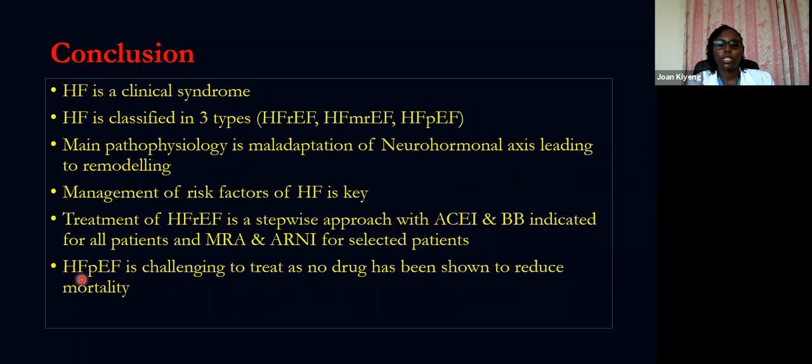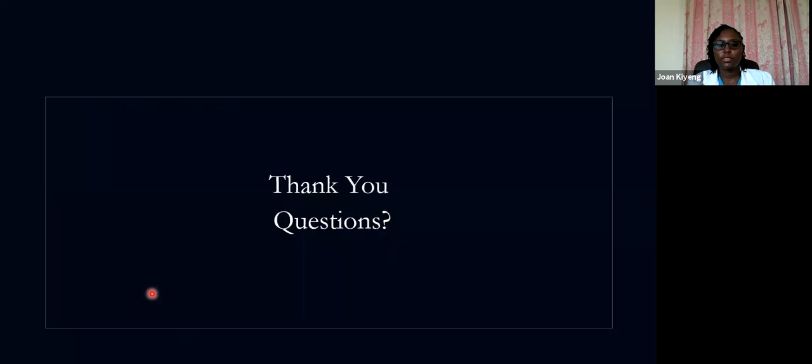And for the heart failure with preserved ejection fraction, it's a challenging disease because there is no drug that has been shown to reduce mortality. But what you want to do is to address the risk factors and to use diuretics if they are congested. So thank you so much. If you have any questions, I'd be glad to take some.